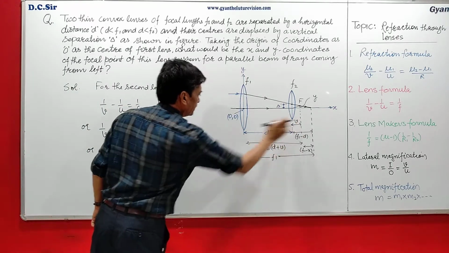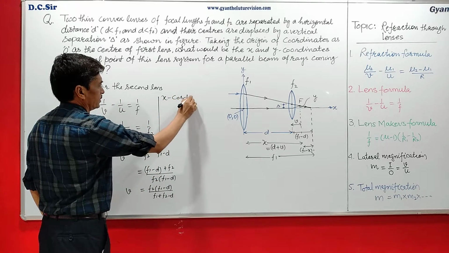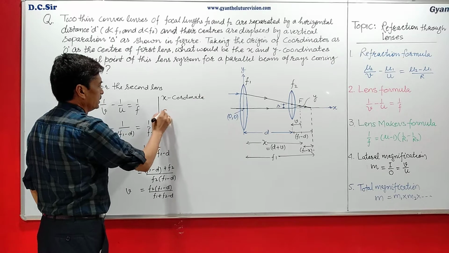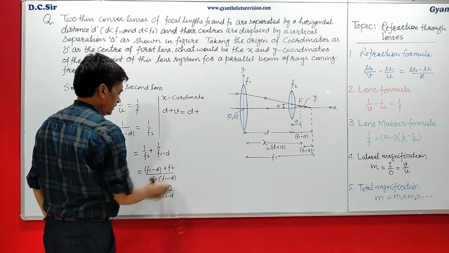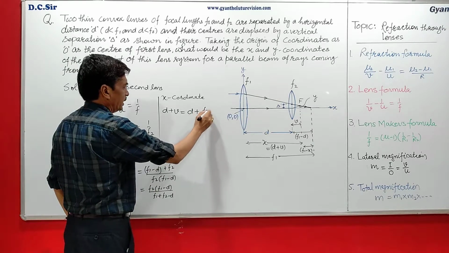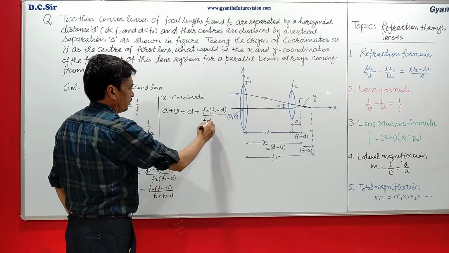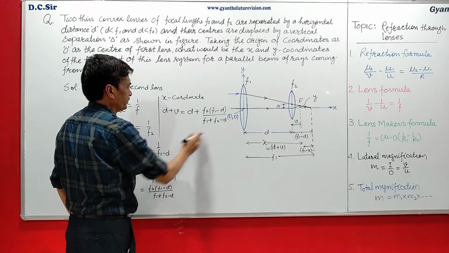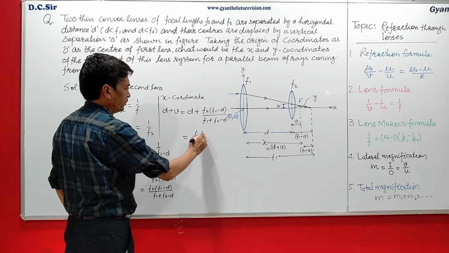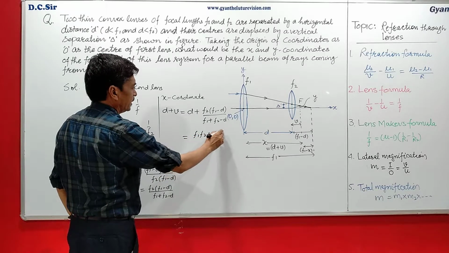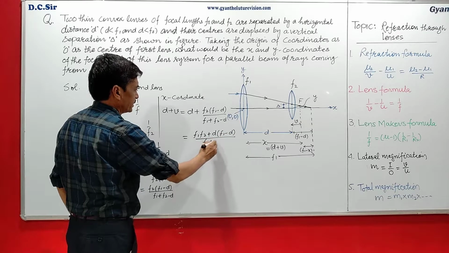d is here and v is here, so the x coordinate is d plus v. Substituting this value, f2 (f1 minus d) upon (f1 plus f2 minus d), and on simplifying, we get (f1 f2 plus d f1 minus d squared) upon (f1 plus f2 minus d).